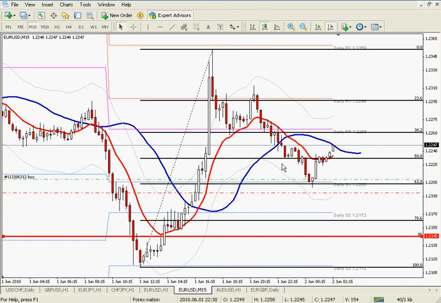That's just basic technical analysis, and let's just keep it simple, folks. Forex trading is already complicated enough.